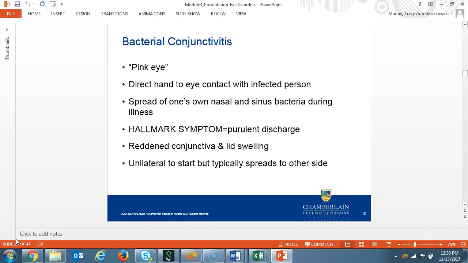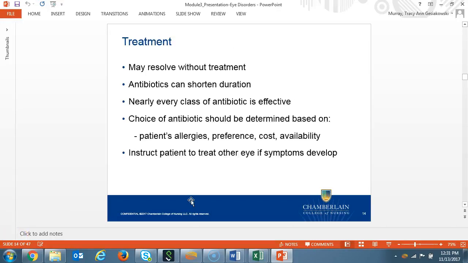The hallmark symptom of bacterial conjunctivitis is purulent discharge. Other signs and symptoms include reddened conjunctiva, both over the eyeball and inside the lid, and eyelid swelling. The infection can start off unilaterally, but often becomes bilateral due to contamination. The infection may resolve without treatment, but antibiotic drops can shorten the duration of the condition.